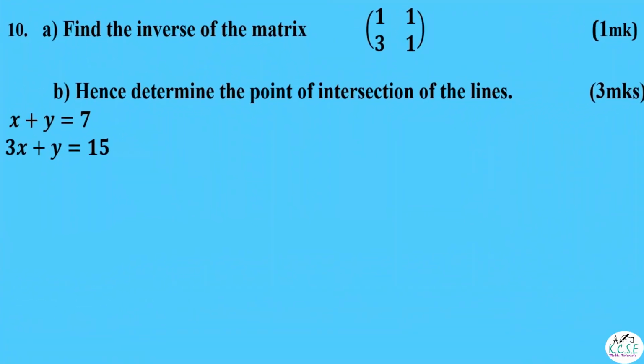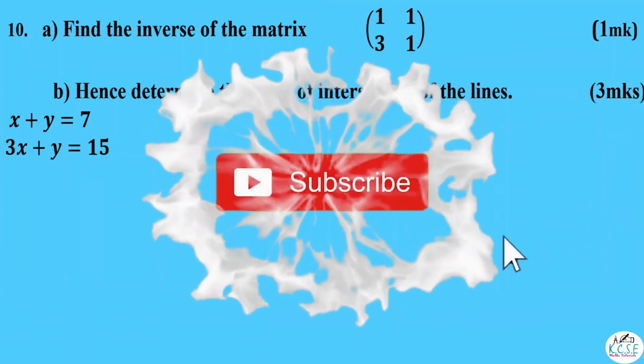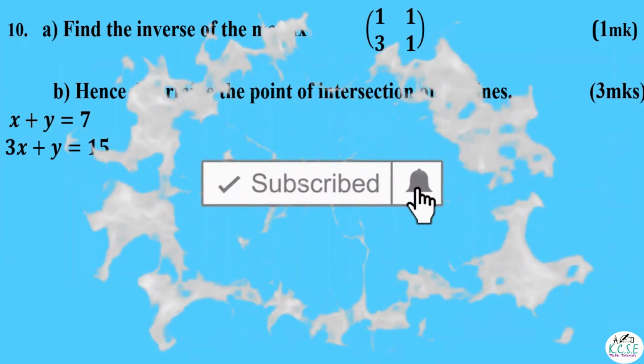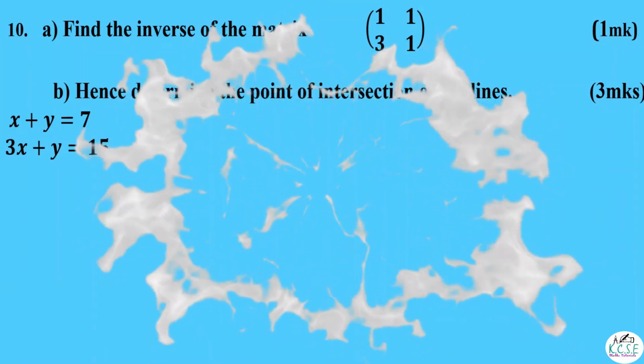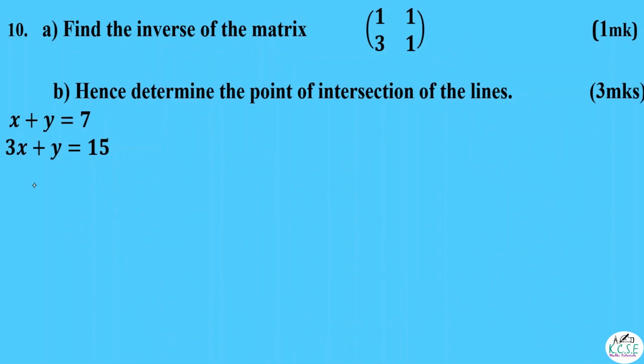Part A, find the inverse of the matrix. Part B, hence determine the point of intersection of the lines x plus y equals 7 and 3x plus y equals 15. So let's go to the first part, which is the inverse of the matrix. You're required to find the inverse of this matrix.